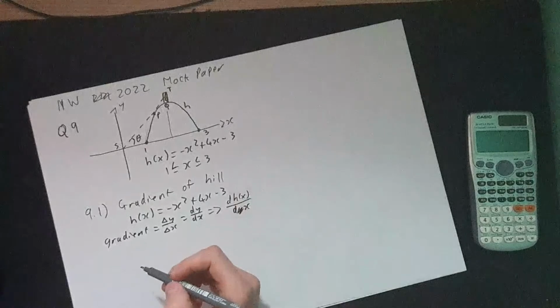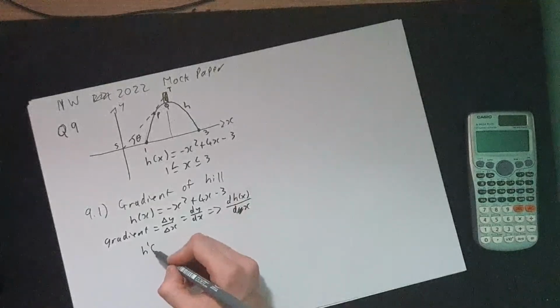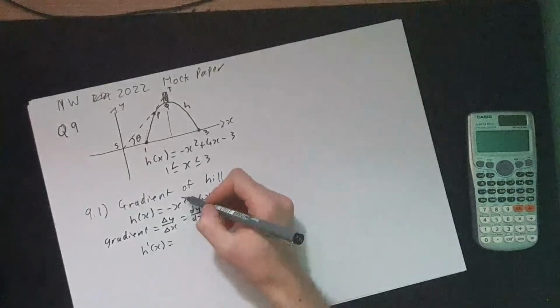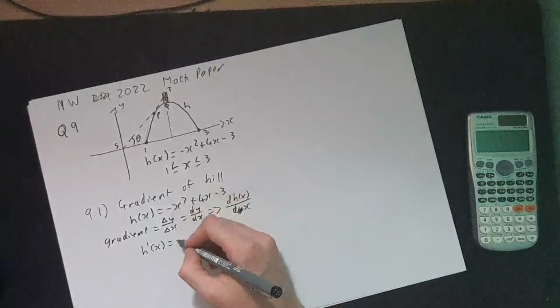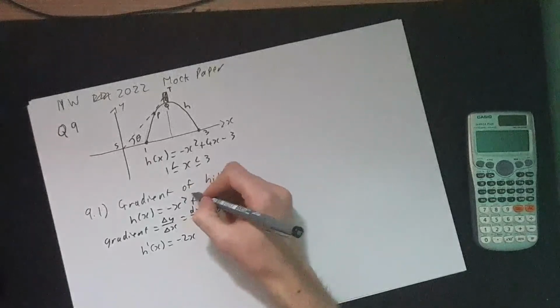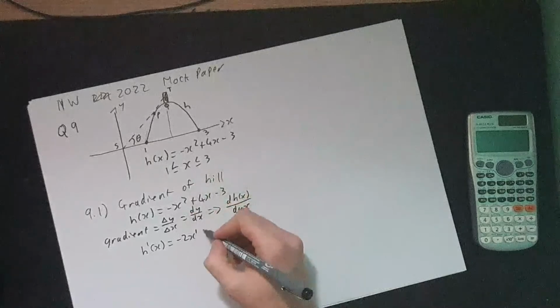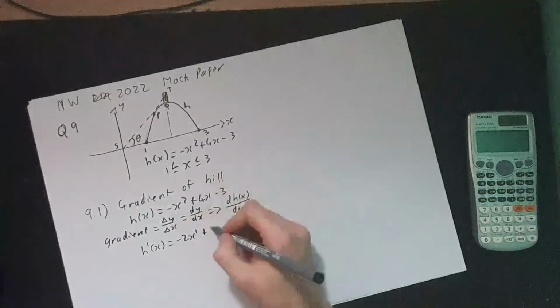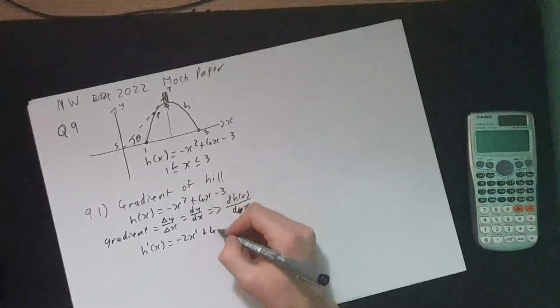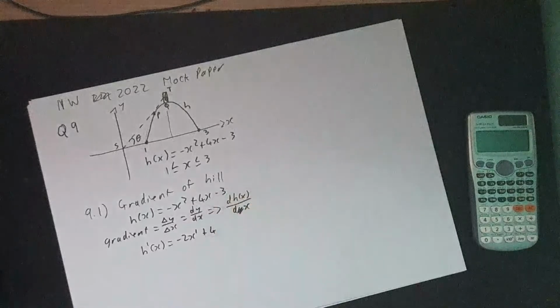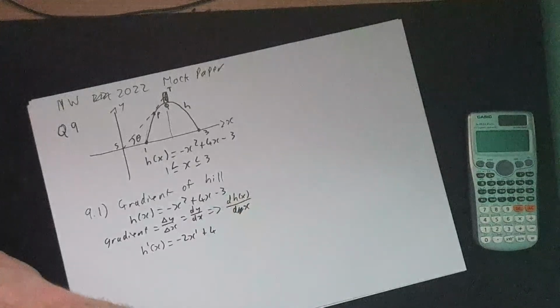Okay, so what do we then end up with? We end up with h prime of x equals 2 times 1 is 2, so minus 2x. 2 minus 1 is 1. Plus 1 times 4 is 4. Minus 1 is then 0, so we just end up with that expression. Okay, so now I've got the expression for the gradient of the hill, how steep it is. That's essentially what it's asking. Okay, so let's see, what do we actually have to optimize here?